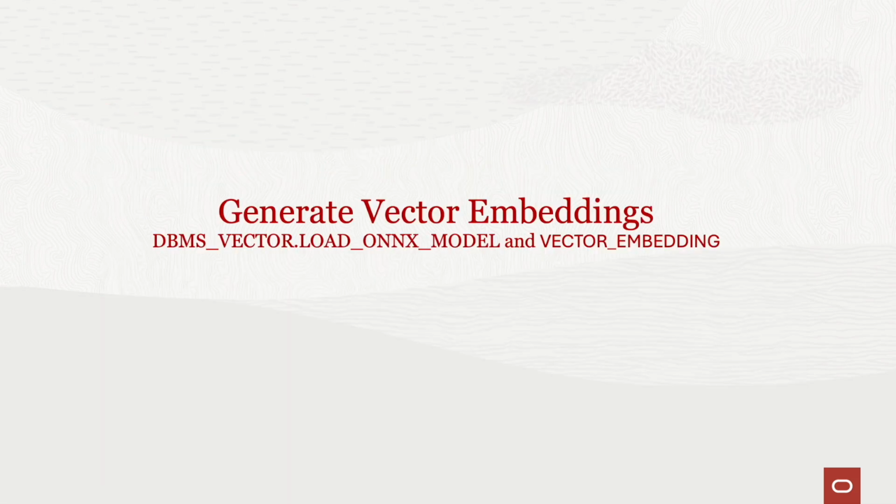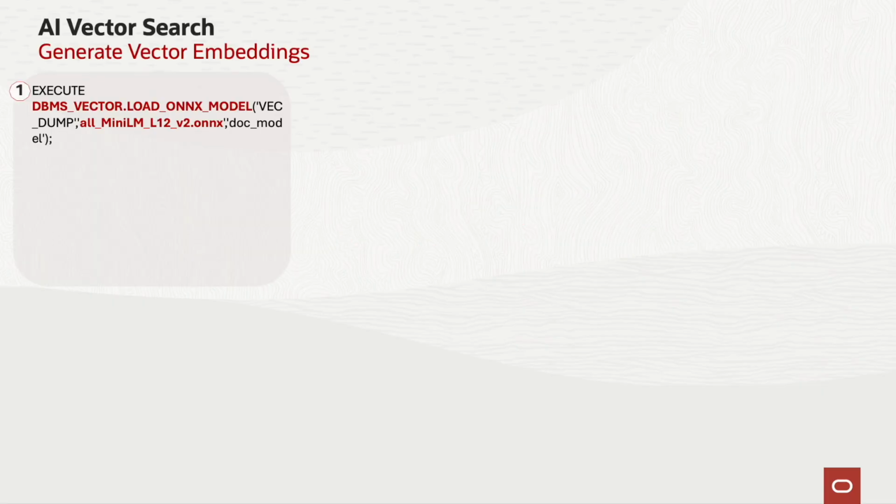Let's start with loading a vector embedding model, which is in ONNX format, and then generate embeddings. Shown in the first section is the DBMS_VECTOR package along with the LOAD_ONNX_MODEL subprogram. We are supplying a directory name of VEC_DUMP, and this is the location where we have downloaded the embedding model, all-MiniLM-L12-v2.onnx. And we are giving the imported model a name of doc_model. This will load the embedding model all-MiniLM-L12-v2.onnx in the database.